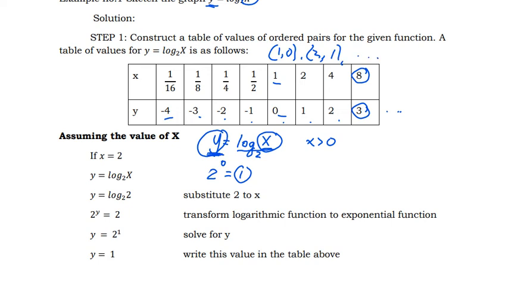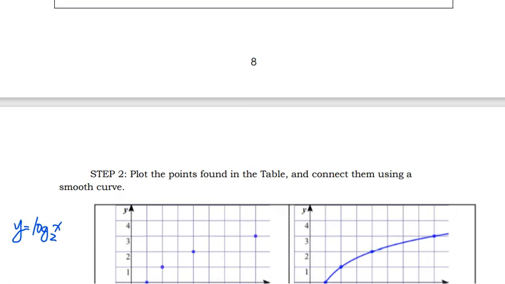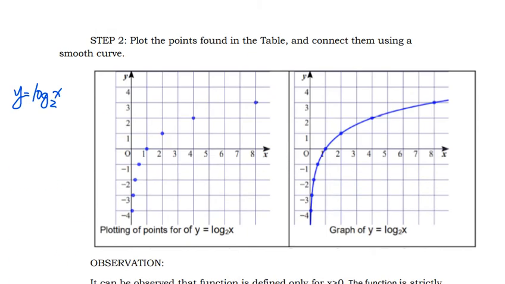So when these points are plotted in the Cartesian plane, this is our form. So we have the dotted points here. We have 8, 3, 4, 2, 2, 1, 1, 0, and we have these negative values when x is less than 1 or greater than 0. By connecting these, we've got this graph.